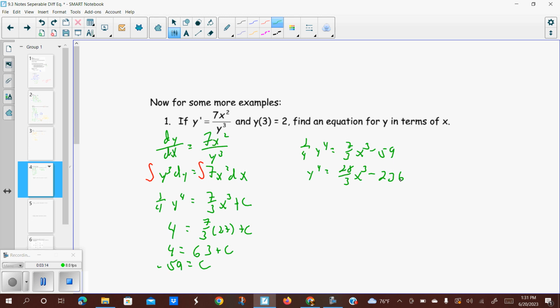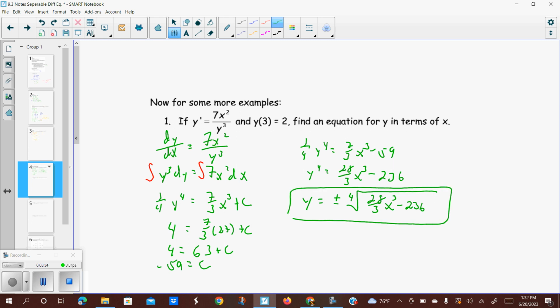And then we have to take the 4th root. It is an even root, so it will be a plus or minus. The 4th root of the entire right-hand side definitely cannot be simplified any further. So that's it.